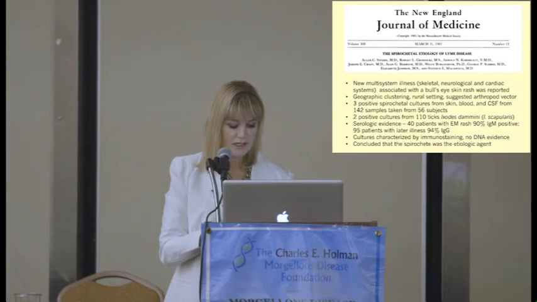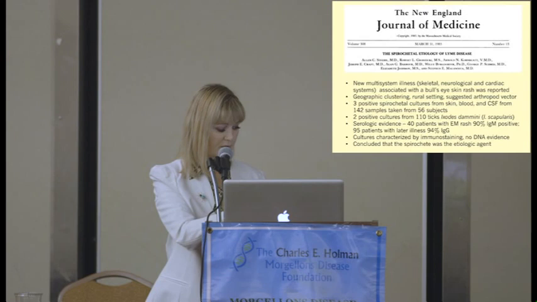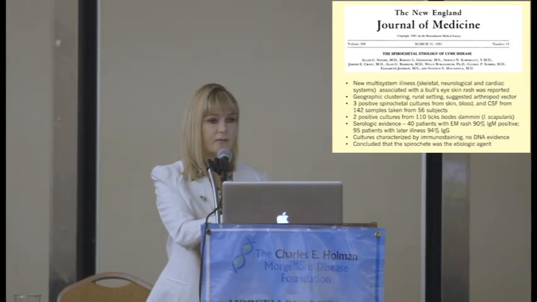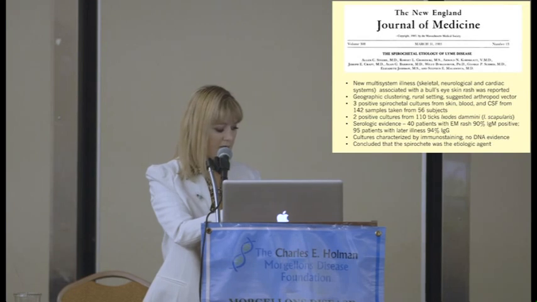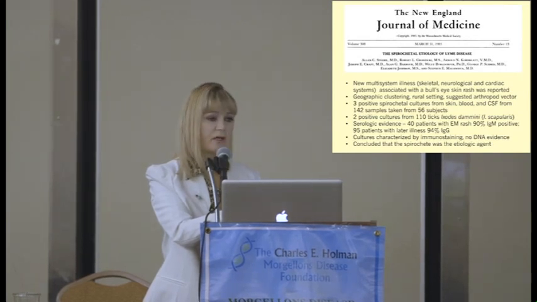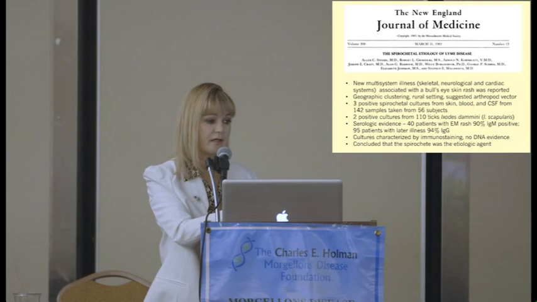The cultures taken in this study were characterized only by immunostaining, which was a method I described, and there was absolutely no DNA evidence. And this was quite a long time ago, where it was much harder to do DNA work. This study concluded that the spirochete they isolated was the etiologic agent for Lyme disease. So I'd like to point out that at this point, we have a lot stronger evidence for a causal relationship for Morgellons and Borreliosis.